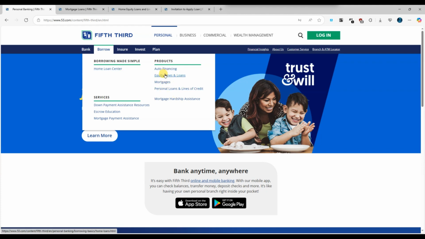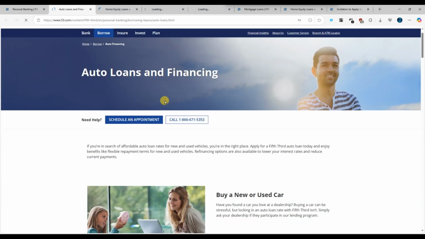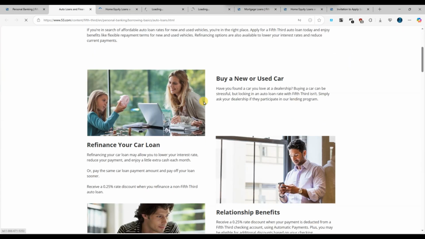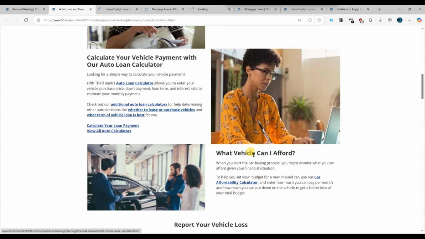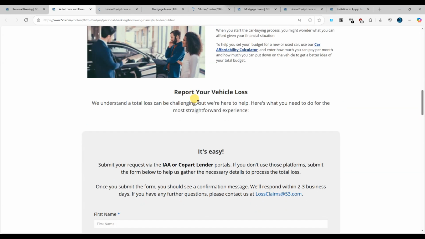Visit the official Fifth Third Bank website to explore loan options and check eligibility requirements. Next, gather all the necessary documents such as your ID, proof of income, employment details, and credit information. These documents help the bank assess your loan application quickly.